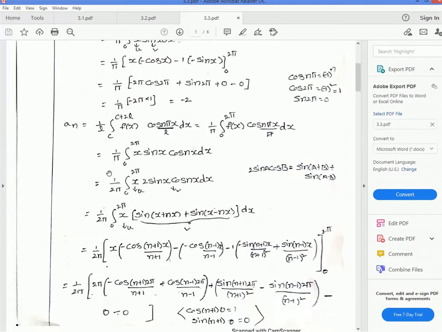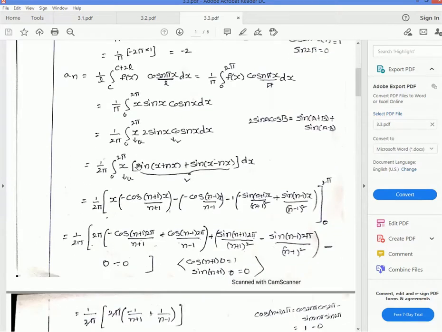Similarly, what is the an value? an = 1/π ∫ from 0 to 2π of f(x) cos nx dx. Now substitute f(x) = x sin x. Now we have three functions, so we convert the product using a trigonometric formula. What is sin a cos b? It is half of sin(a+b) plus sin(a−b). Using this formula, 2 sin a cos b = sin(a+b) + sin(a−b). Applying this, we get sin(x+nx) plus sin(x−nx), divided by 2.